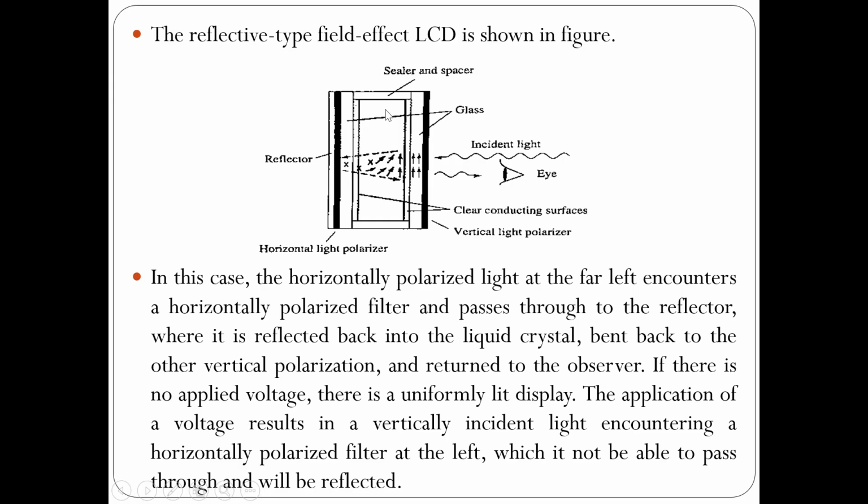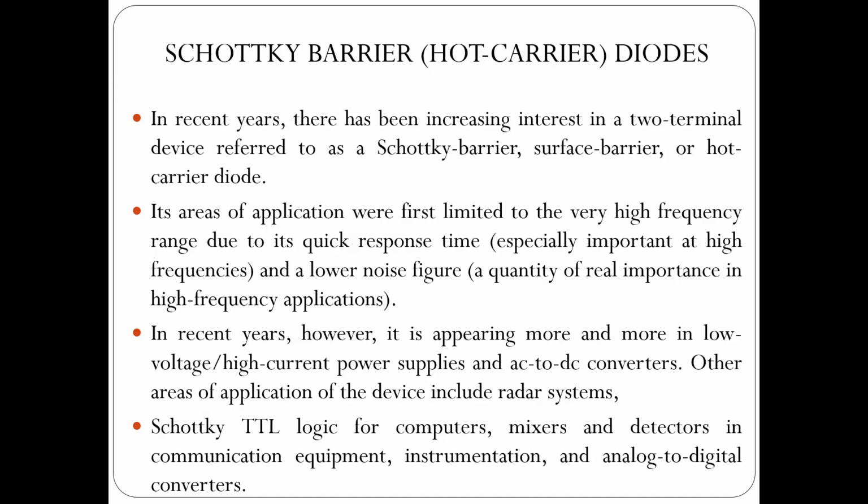The reflective type field effect LCD, in horizontal type: horizontal light polarizer, reflector, sealer and spacer, glass, incident light, eye, clear conducting surfaces, vertical light polarizer. In this case, the horizontally polarized light at the far left encounters a horizontally polarized filter and passes through to the reflector, where it is reflected back into the liquid crystal, bent back to the other vertical polarizer.